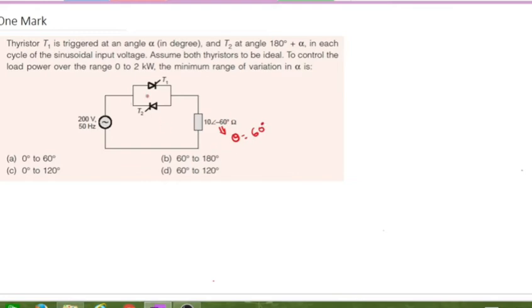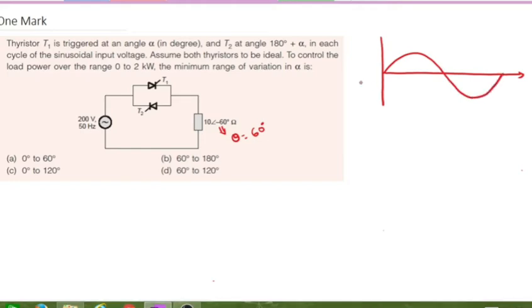Okay, so now here T1 is triggered at alpha, T2 at 180 plus alpha in each cycle of the sinusoidal input voltage. Now let me draw the input voltage here, which is pure sinusoidal. Okay, this is 0, 180 degrees, this is 360 degrees, this is Vs. Suppose it is a purely resistive load, then what is the range of firing angle to control the output voltage? That is from 0 to 180 degrees.